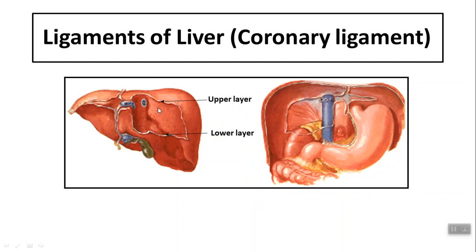In between the layers of the coronary ligament, the upper layer and the lower layer, there is an area that is devoid of peritoneum, and it is called the bare area of the liver. Here the liver is in direct contact with the diaphragm. This area is also called the extraperitoneal space. Why? Because it is devoid of peritoneum.